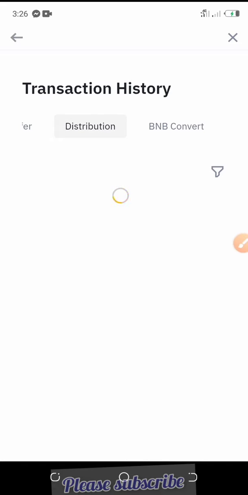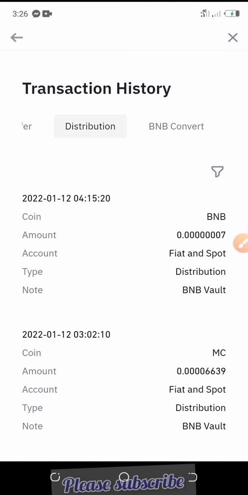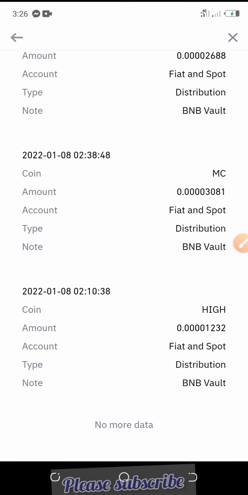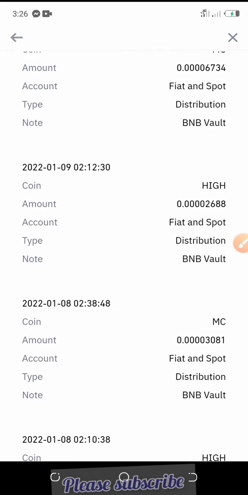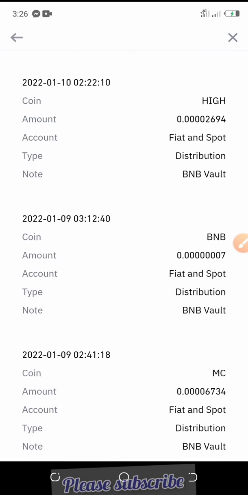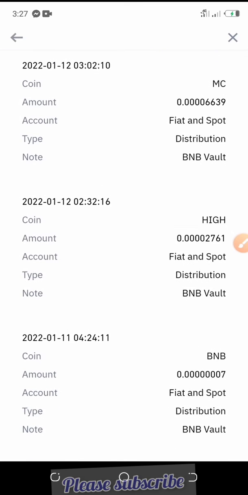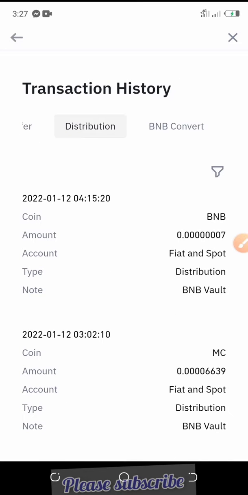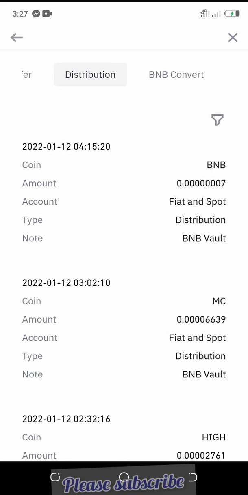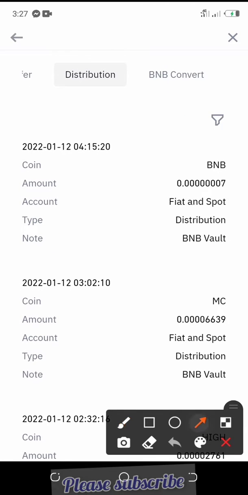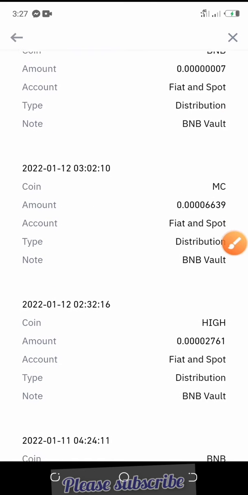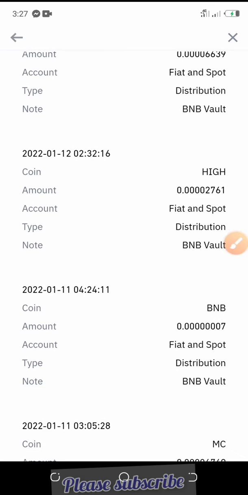It's loading. It's taking time to load. Now you can see all this. If you look at it, I have gotten this amount, and also this amount, MC, BNB, distributed. If you look at it, it is a daily distribution. It's daily. On the 4th, you have, on the 3rd, you have, on the 2nd, like that.